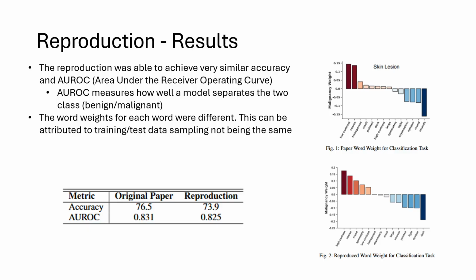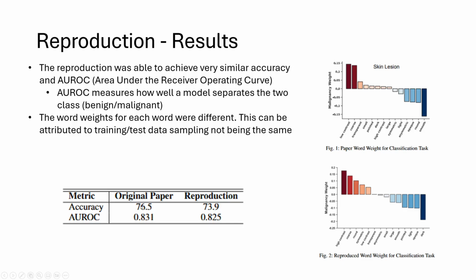Looking at my results after my reproduction, I was able to achieve a very similar accuracy and AUROC, which is area under the receiver operating curve. And this AUROC measures how well a model was able to separate the two classes, those being benign and malignant. One being a perfect separation between the two classes, and 0.5 meaning there's no separation between the two classes. It's just predicting benign the entire time.